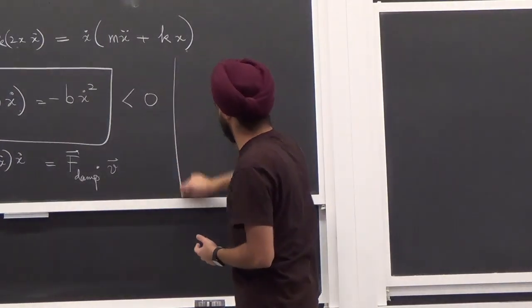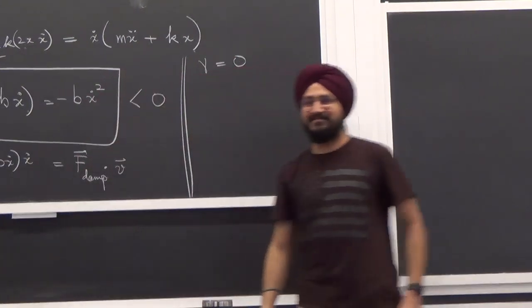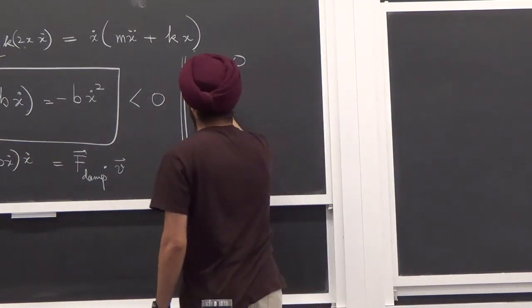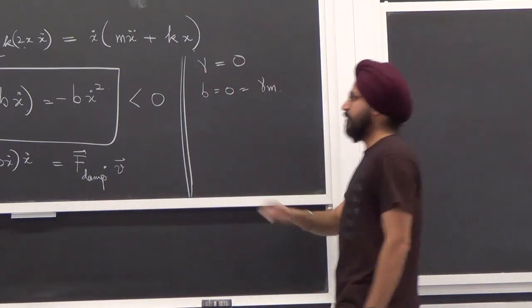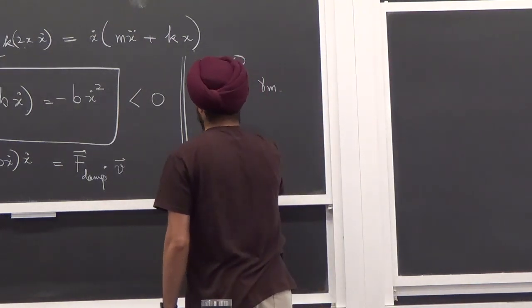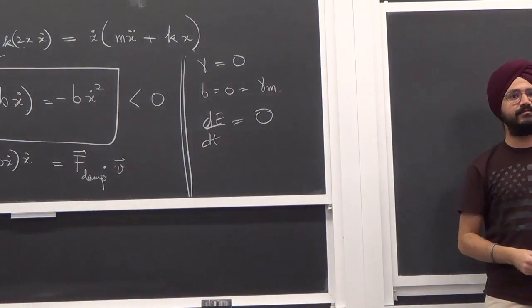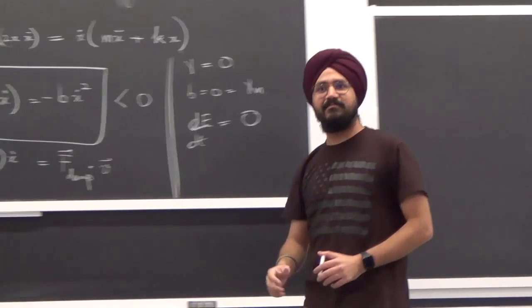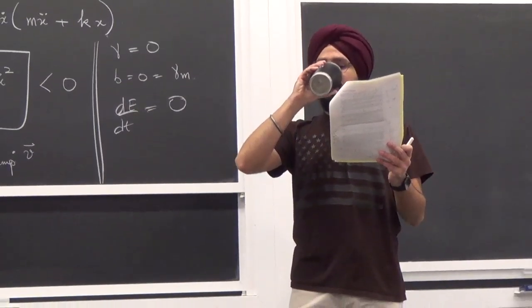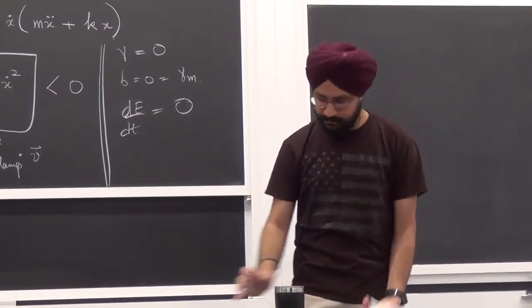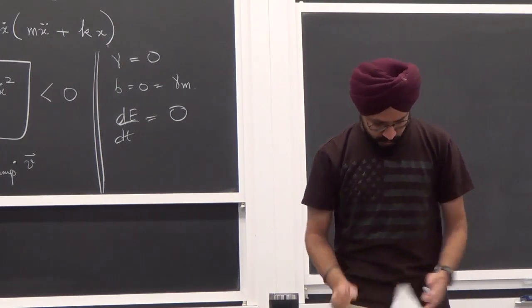And now let's look at the special case. If gamma is 0, that means B is 0, because B is just gamma times m. And therefore, dE/dt is 0, so energy is conserved. Okay? You all see that? All right, sounds good.